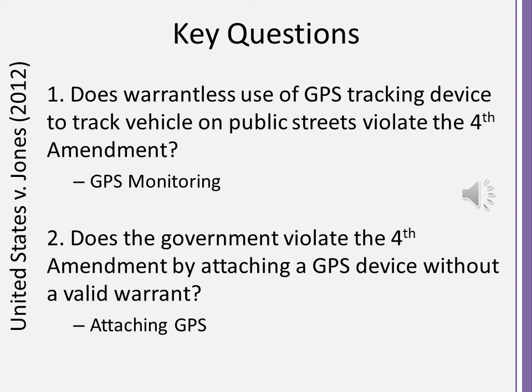There are 2 key questions at play in the U.S. v. Jones case, and the first is about GPS monitoring itself, and asks, does the warrantless use of GPS tracking device to track a vehicle on public streets violate the Fourth Amendment? The second key question here is, does the government violate the Fourth Amendment by attaching a GPS device without a valid warrant? And you'll see in a few minutes that the court treats these 2 questions a bit differently.